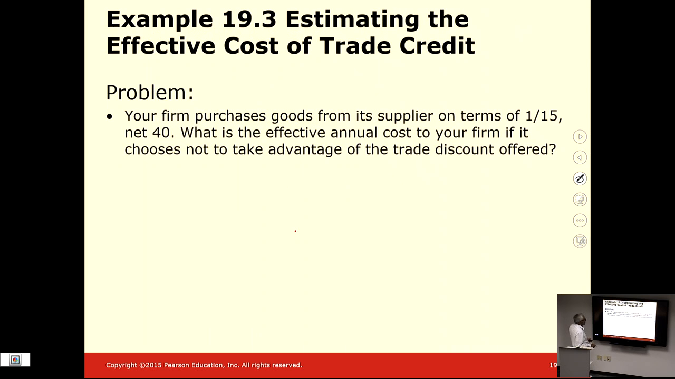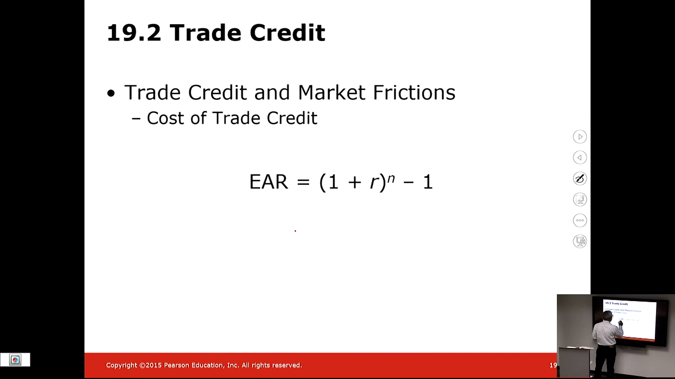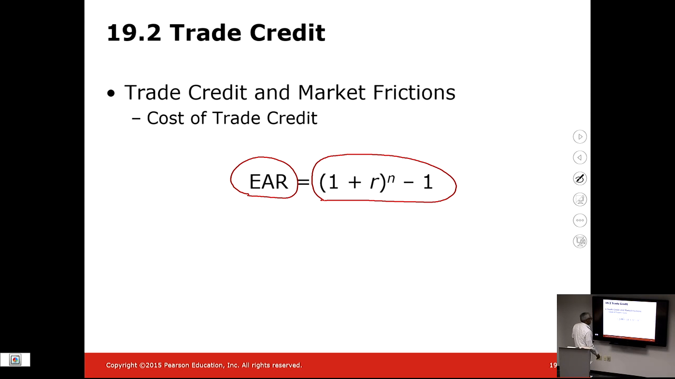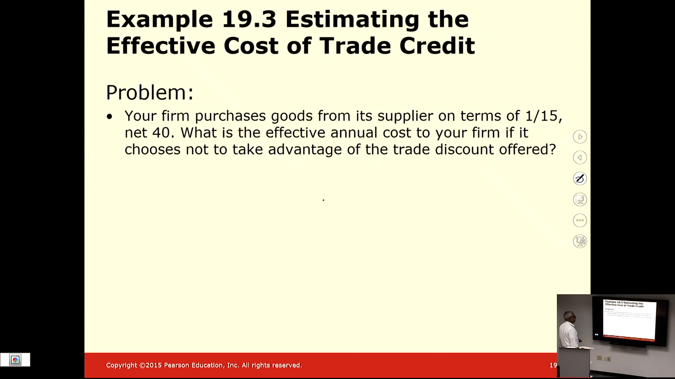What's the cost of trade credit? Of course, the actual cost is determined by the equivalent annual rate or the effective annual rate, which, as we have learned earlier, is 1 plus the nominal rate raised to the power n, minus 1, where n is the time period. So over here, if we have 1/15 net 40, that means a 1% discount for 15 days, and the net has to be paid within 40 days. What's the effective annual cost for this? This is 1% over 15 days. What is this in annual terms? That's essentially the question over here.